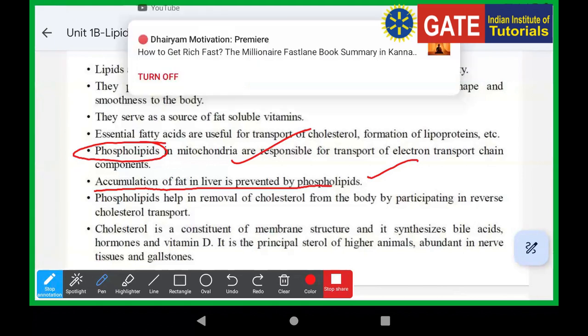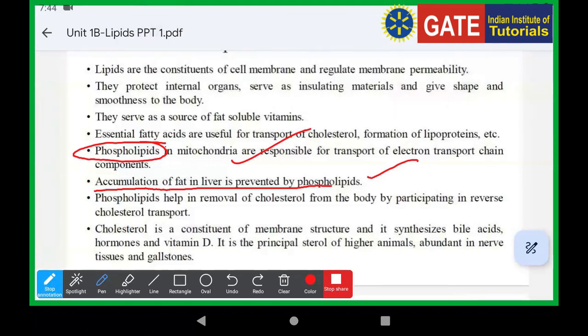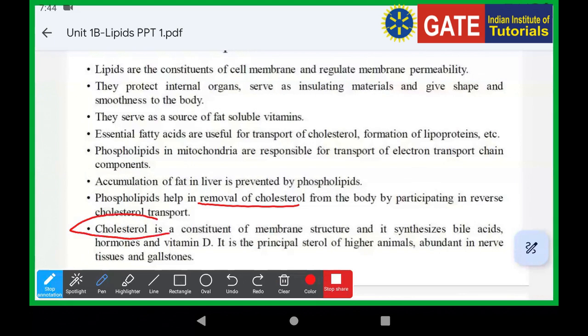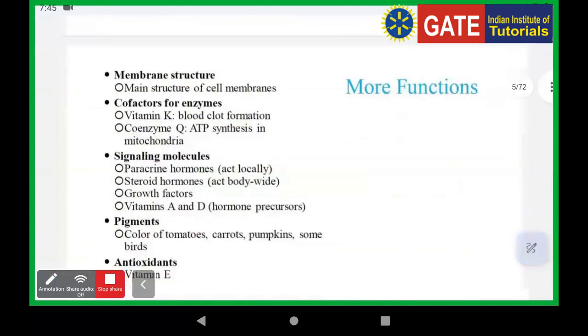These lipids help to prevent accumulation of excess fat, especially in the liver cells. And they help to remove unwanted cholesterol from the body. Mark that. Next, in the liver, cholesterol is important for synthesis of bile acids, synthesis of some hormones, synthesis of vitamin D, etc. Cholesterol is the important sterol of higher animals, especially in mammals.